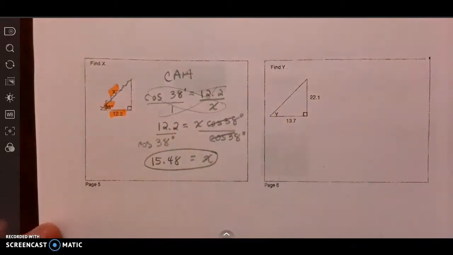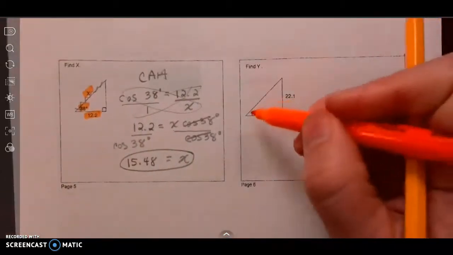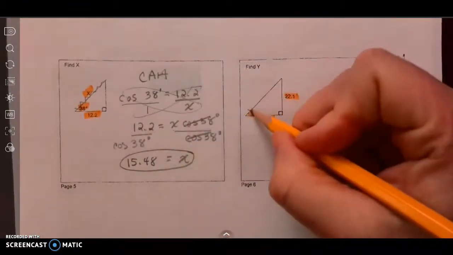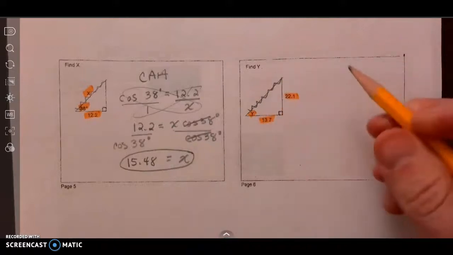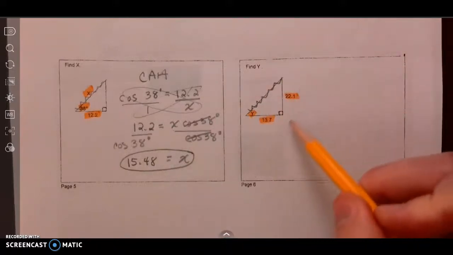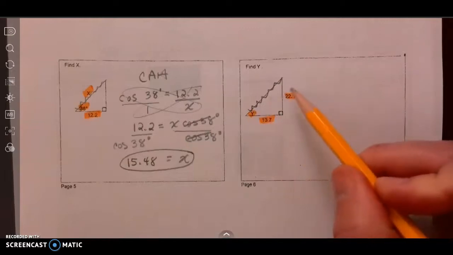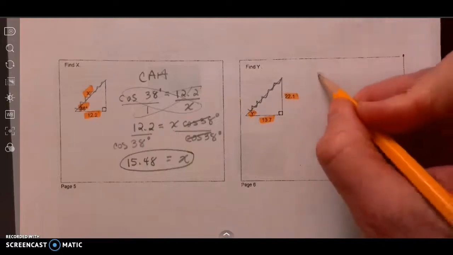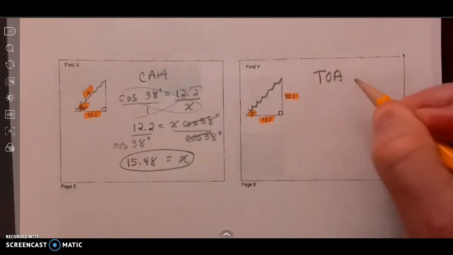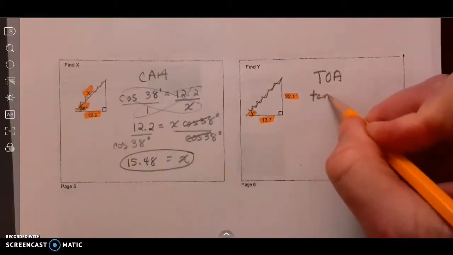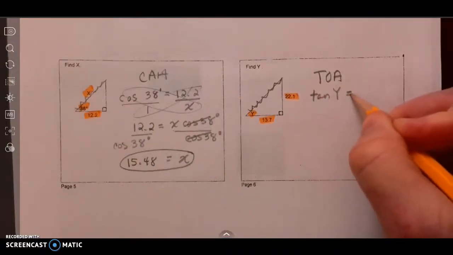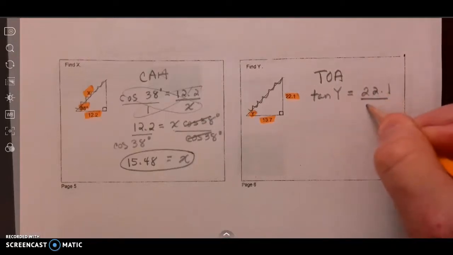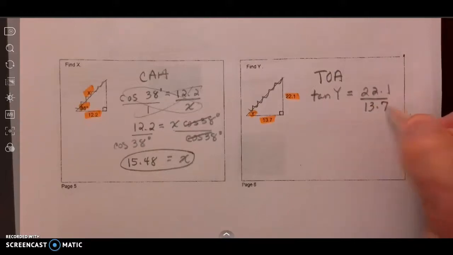Let's do another one. All right, once again, I'm going to highlight the 3 pieces that I have, and I always label my hypotenuse. I need to determine the relationship. Between this angle, I have opposite and adjacent. The hypotenuse is not involved, so this is a tangent relationship. Tangent of y equals opposite, which is 22.1, over adjacent, which is 13.7.